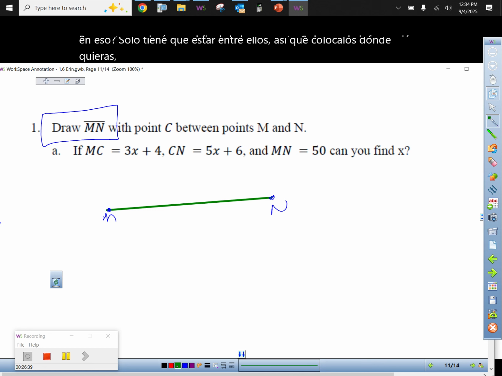I would probably not put him right in the middle because it's probably not true, since they didn't say it was the midpoint. So I'll just do something like that. Are you cool with it? Like C between there. Right?